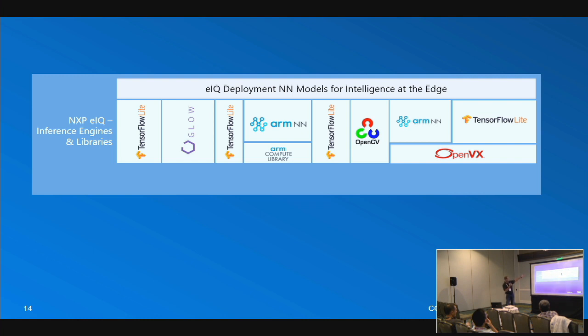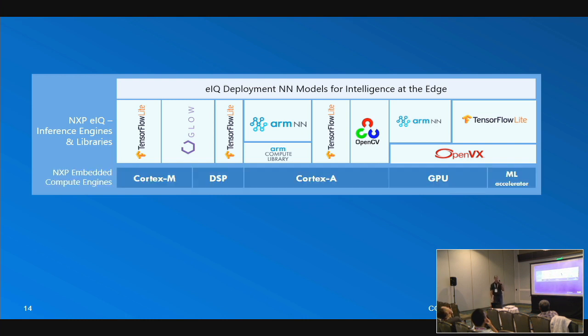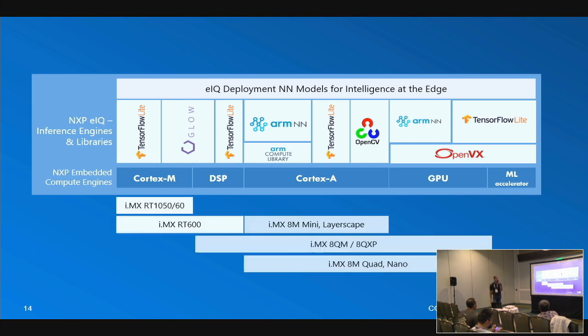So there's TensorFlow and there's Glow and there's ARM-NN, some OpenCV in there, and we don't really target this towards devices per se, but we look at how we address different compute units inside the device. TensorFlow is cool because you can run it on Cortex-M, on a DSP, on Cortex-A, on GPU, on ML accelerators. So it's got a lot of variability to it.